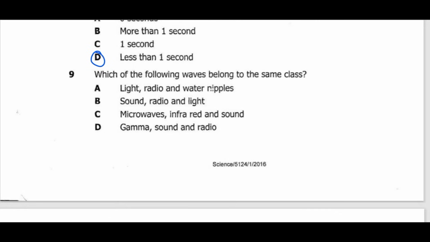Then question 9, which of the following waves belong to the same class? Okay, so if you look at the light wave is a transverse, radio wave is a transverse, water ripple is a transverse. So this is our answer, because B, sound wave is a longitudinal, then these two are transverse. So this one is not the answer. Microwave is a transverse, infrared is a transverse, sound is a longitudinal, so this is not the answer. Gamma ray is a transverse, sound is a longitudinal, so the best one is just multiple choice A.